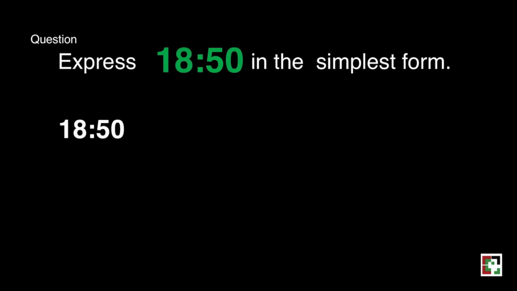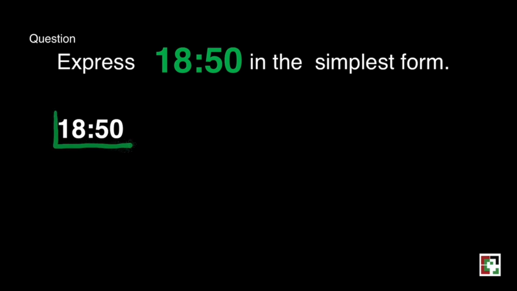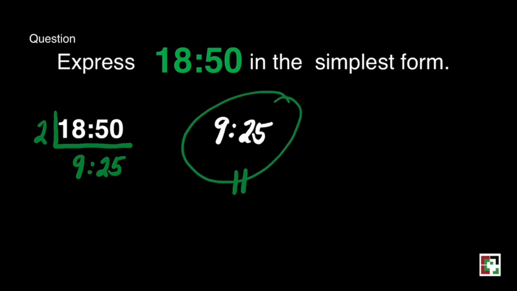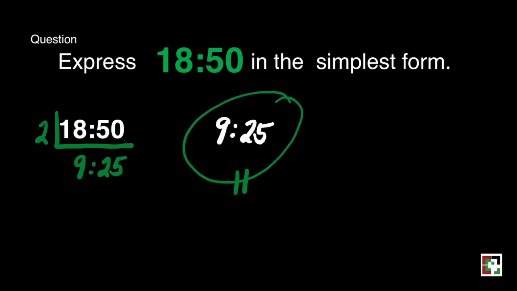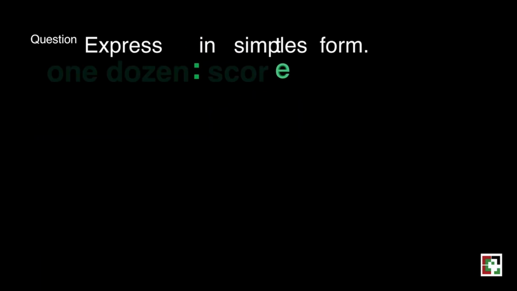Express 18:50 in the simplest form. What number can we divide both 18 and 50? And that is 2. 18 divided by 2 is equal to 9, and 50 divided by 2 is equal to 25. 9:25 is already in simplest form, so it means 9:25 is the simplest form of 18:50. We have the next one.